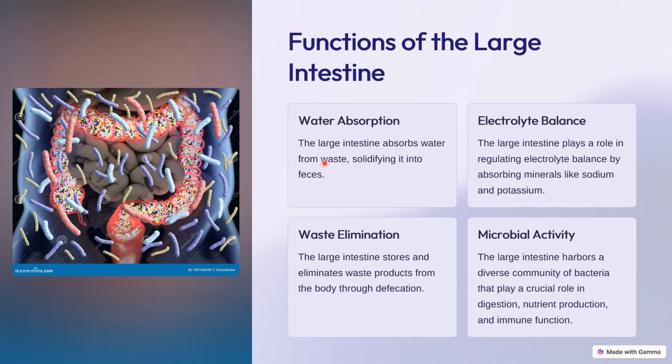Water absorption: the large intestine absorbs water from waste, solidifying it into feces. Electrolyte balance: it plays a very important role in regulating the electrolyte balance by absorbing minerals like sodium and potassium. Then waste elimination: the large intestine stores and eliminates waste products from the body through defecation. Then microbial activity: it harbors a diverse community of bacteria that plays a crucial role in digestion, nutrient production, and immune function. So, good bacteria.